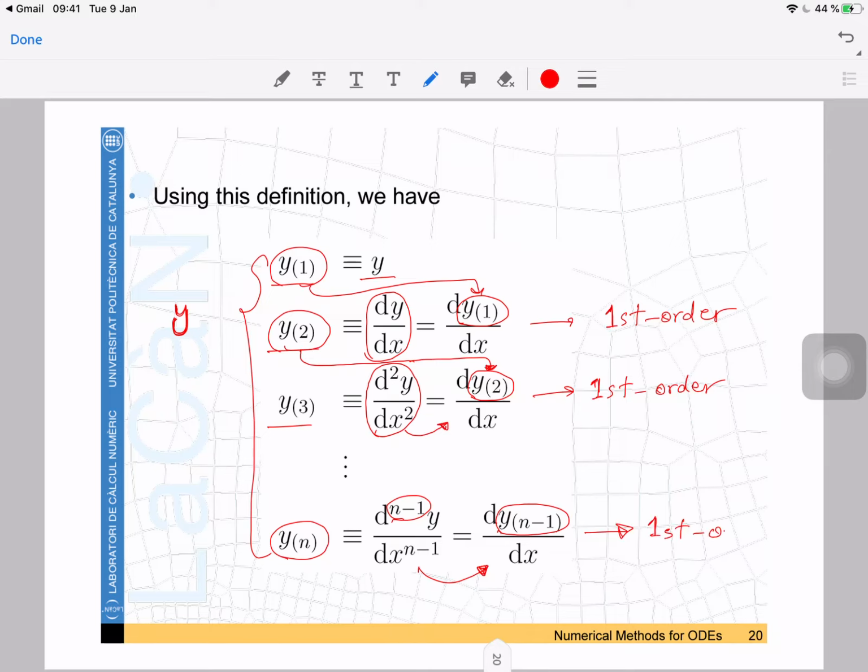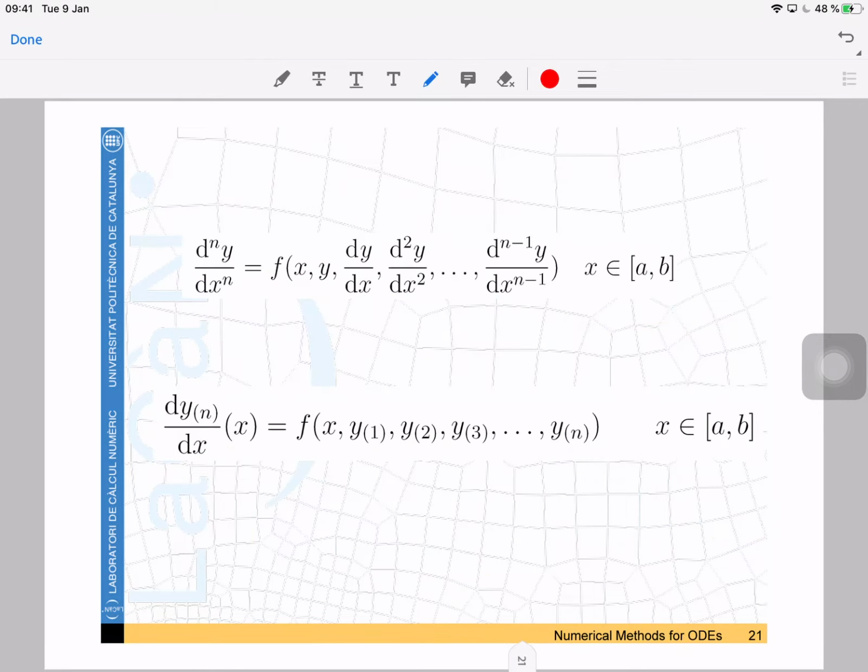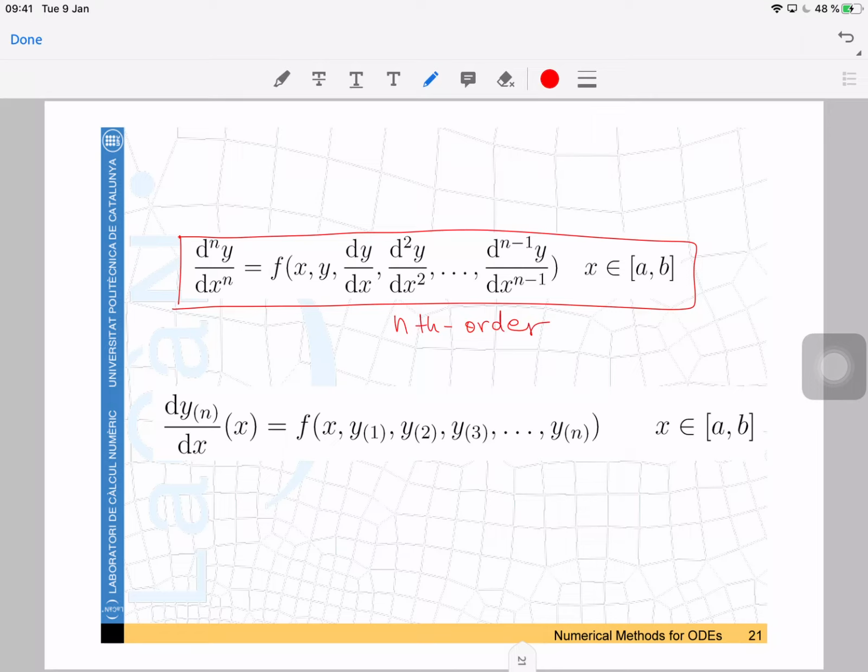So you see that all the components of the bold y can be written as first order derivatives using the previous components. Using the previous definition, we can then convert our nth order ODE to a first order one. So this is the first order.